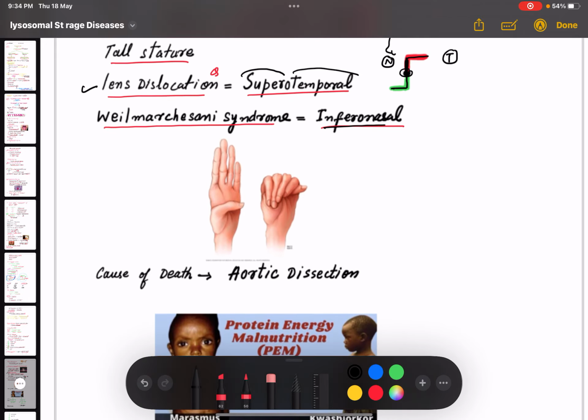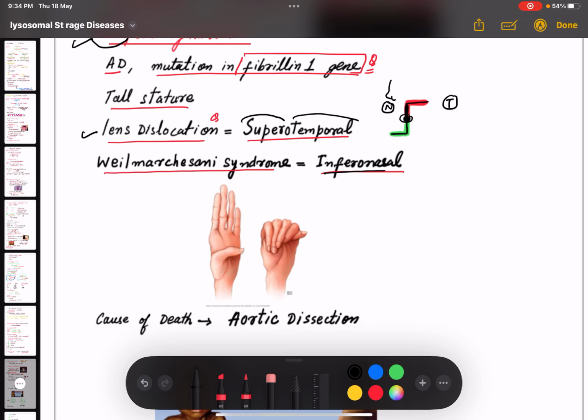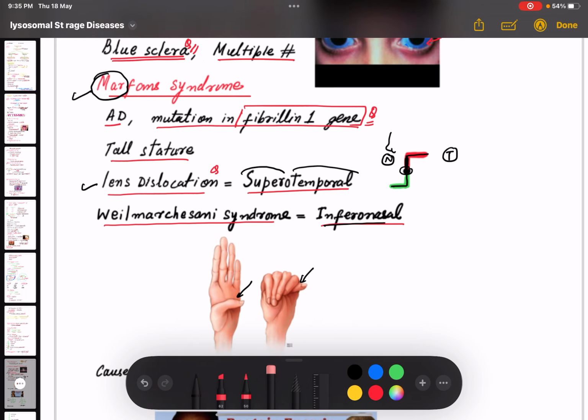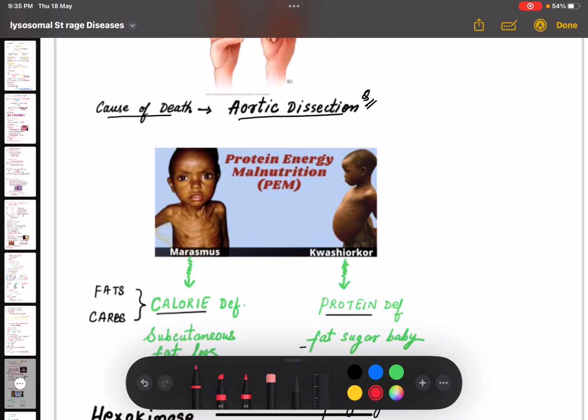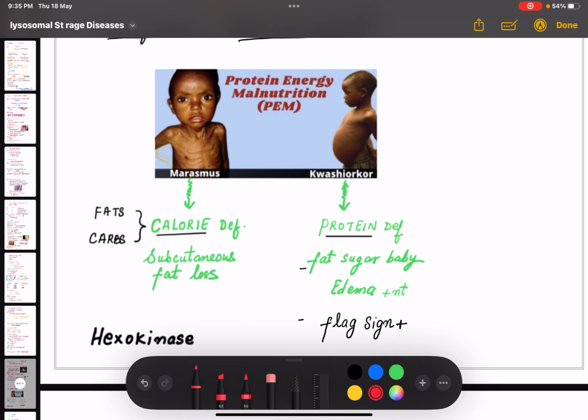And also you can see, guys, this thumb is extended more to the edge of the hand. You cannot do this normally, and this can only be seen in Marfan syndrome. Cause of death in Marfan syndrome is aortic dissection. Very important. Cause of death in Marfan syndrome is aortic dissection.